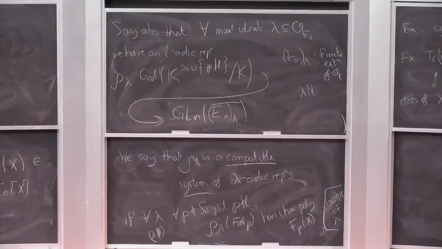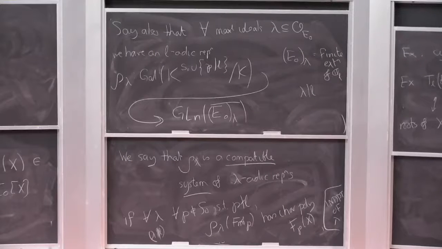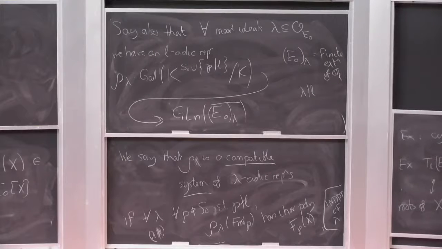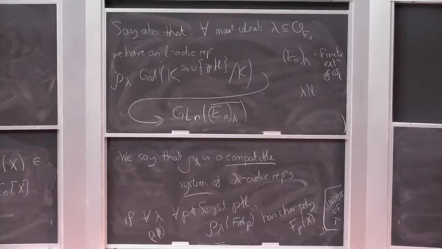So let me tell you something which I believe is unknown, actually. So there's a compatible system of L-adic representations. And so that basically says they might not be isomorphic, but their traces agree in some weird way. So I finally finished the definition.